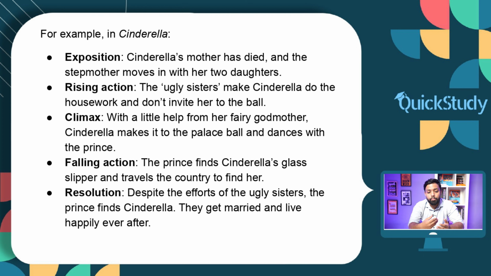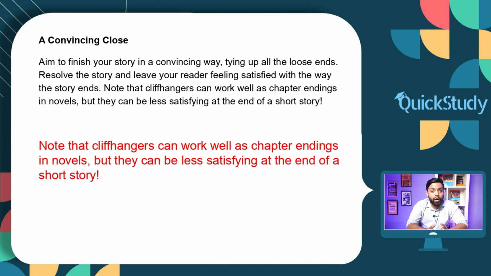This is the climax where it basically builds some kind of tension. Falling action would be the prince finds Cinderella's glass slipper and travels across the country to find her. Resolution would be the conclusion, where, despite the effort of the ugly sisters, Cinderella gets to live a happy life and gets to marry the prince. While writing fiction, we have to remember to aim to finish the story in a convincing way, tying up all loose ends, resolving the story, and leaving the reader with a satisfied feeling with the way the story ends.